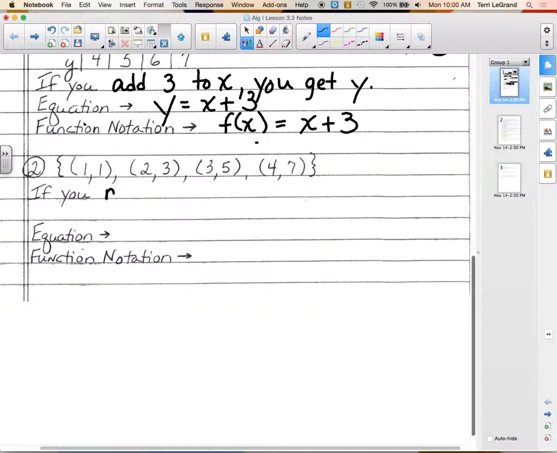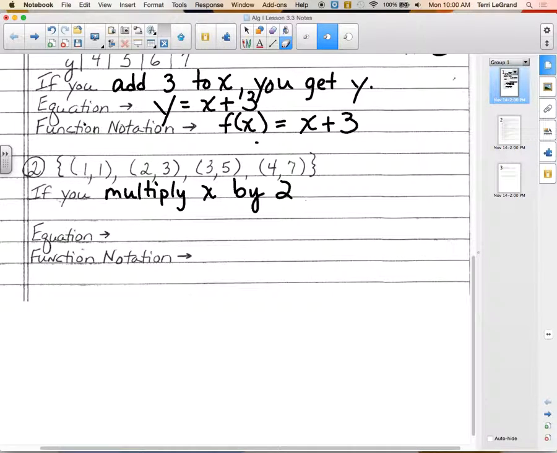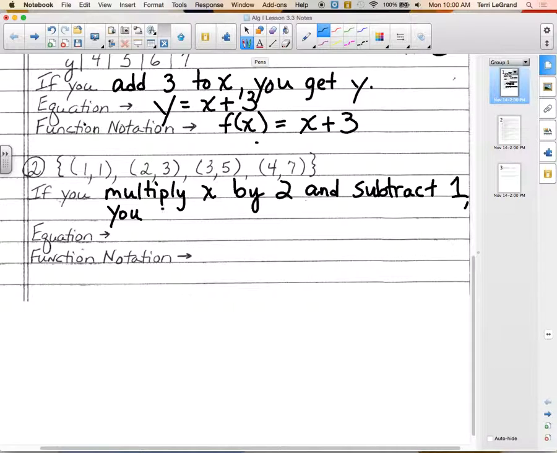So if you multiply x by 2 and subtract 1, you get y. So our function rule this time, let's put that up here, function rule is, how would we write that as an algebraic expression?